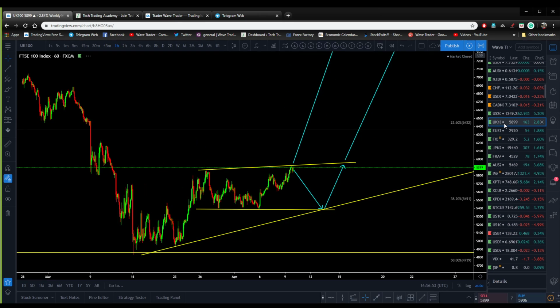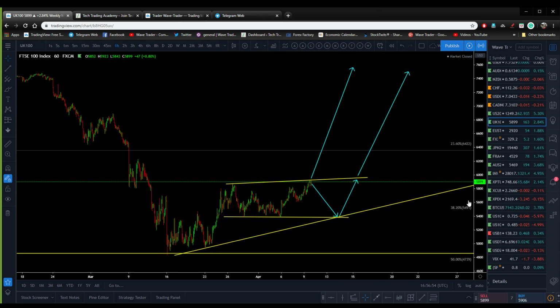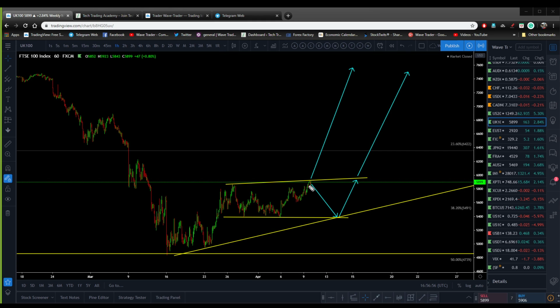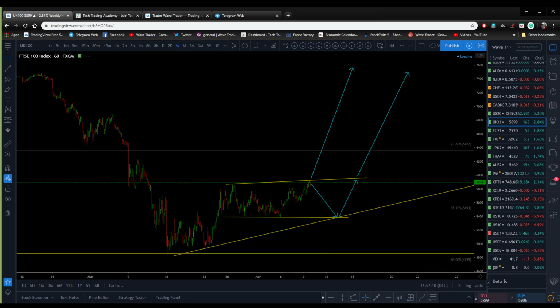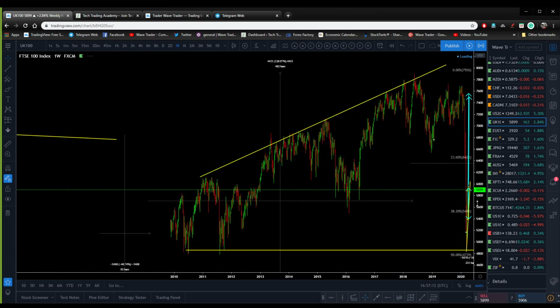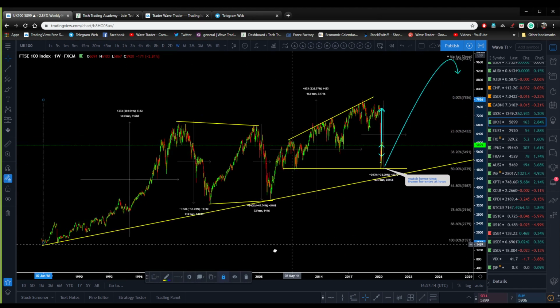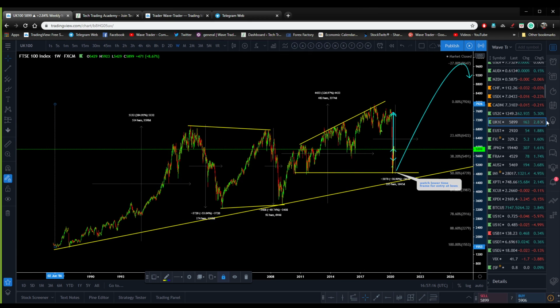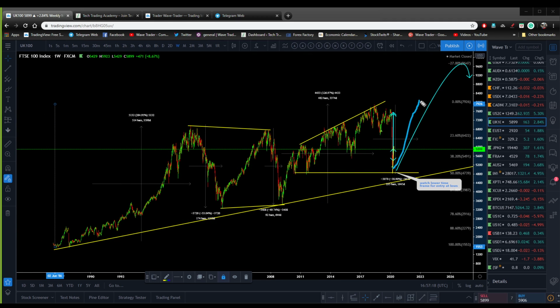UK 100 index, reverse for the longer term, hold the bottom and continue to go higher. It's already holding. Test that bottom for a longer term reversal, or correct and continue. The bigger time frame chart is there. This is the move you are looking at. All right, so recover.